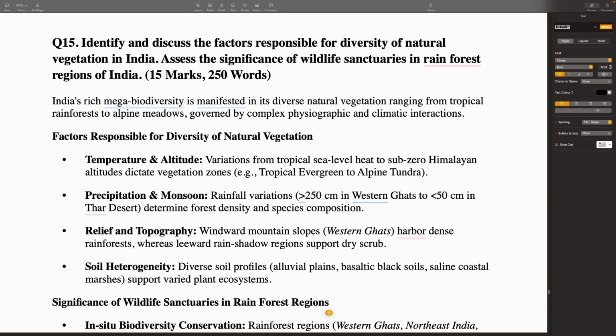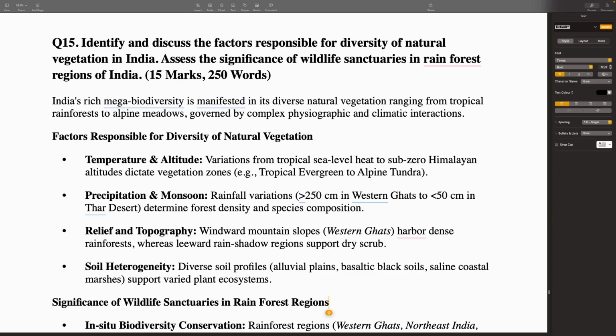India's rich megadiversity is manifested in its diverse natural vegetation ranging from tropical rainforest to alpine meadows, governed by complex physiographic and climatic interactions. Factors responsible for diversity of natural vegetation: temperature and altitude. Variations from tropical sea level heat to sub-zero Himalayan altitudes dictate vegetation zones, tropical evergreen to alpine tundra. Precipitation and monsoon: rainfall variation, more than 250 cm in Western Ghats to less than 50 cm in Thar Desert, determine forest density and species composition.